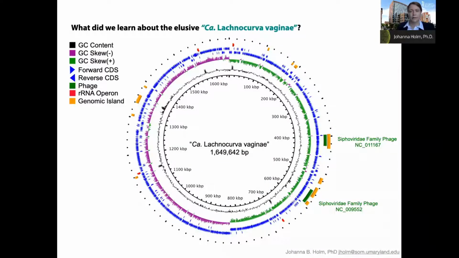This is a visual representation of the 1.6 million base pair metagenome-assembled genome of Candidatus Lachnocurva vaginae. While we already talked about some really exciting genomic features, what we see here is that there's actually quite a bit of potential for mobile elements. So the orange rectangles around the outside of this figure denote sites of genomic islands or mobile elements.